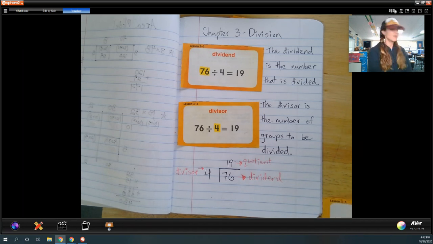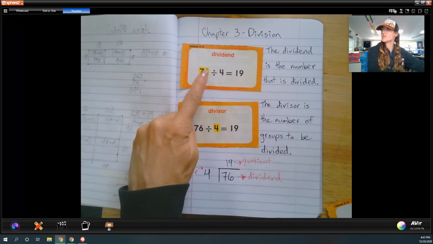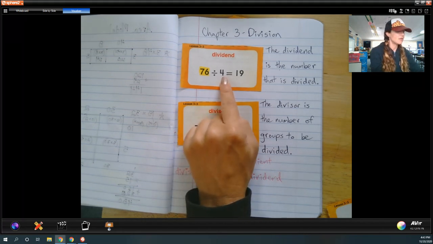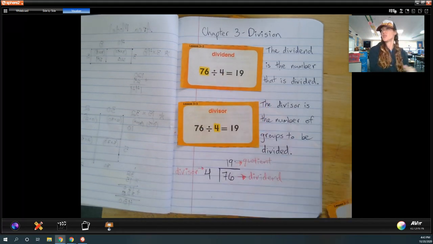Very important for this week that you know the vocabulary. The dividend is the number to be broken apart. The divisor is how many times we're breaking it apart. And the quotient is our answer. So say I have, let's think of something fun, 76 puppies that I rescued. I don't know why I would have 76 puppies, but say I found 76 stray puppies. Oh no. And I needed to get them into 4 different rescue organizations. How many puppies is each organization going to have to take in?